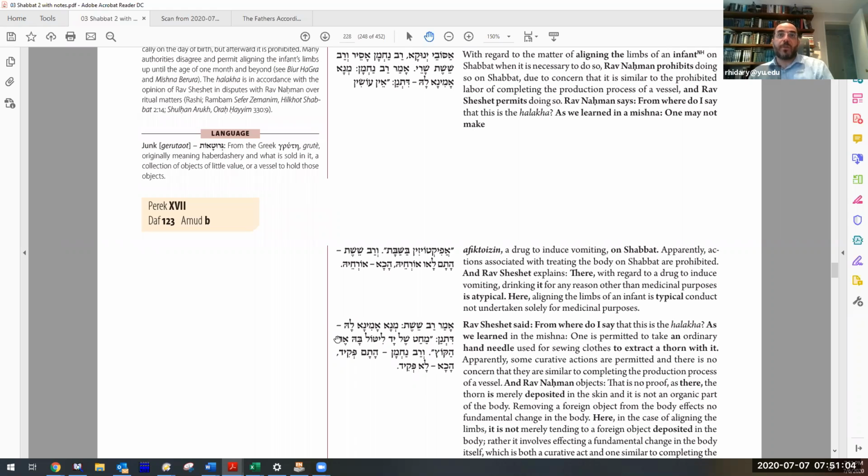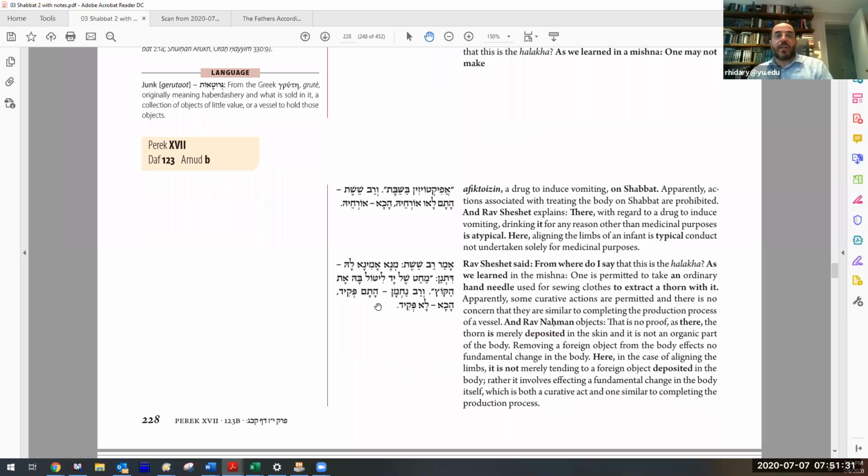Amar Rav Sheshet, he brings a proof. You see that you can extract a thorn with it, and so you see, even though it's kind of medicinal, it's okay. You're fixing yourself. You're fixing your body by not having a thorn in it, and it's okay. So therefore, you see, you're allowed to fix your body. Rav Nachman: hatam pekid achala pekid.